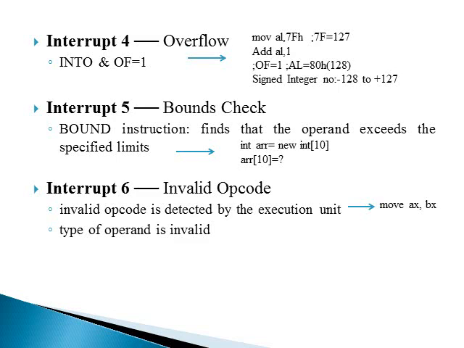And the next case when invalid opcode is reported is when the type of operand is invalid. For example, jump to AX, where AX is an invalid operand. So this type of exception occurs when the type of operand is invalid for the given instruction.